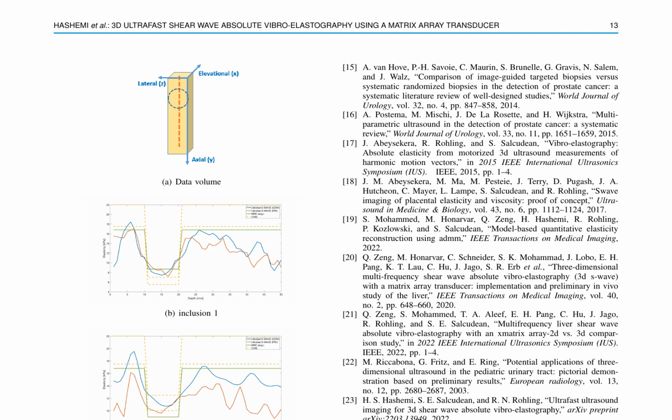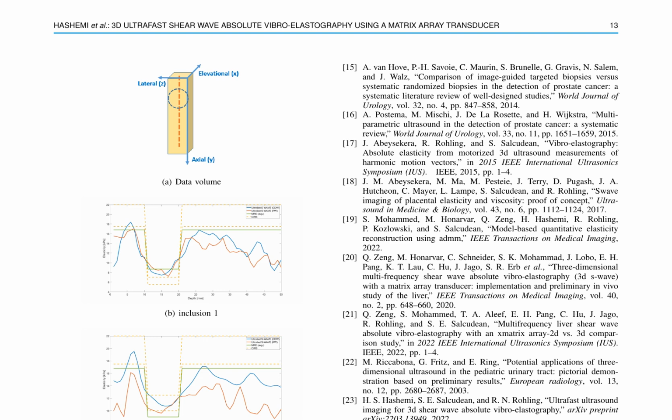The study highlights the importance of elasticity imaging in diagnosing and monitoring diseases such as non-alcoholic fatty liver disease, cirrhosis, and prostate cancer, emphasizing the potential of shear wave absolute vibroelastography for providing quantitative elasticity measurements in these contexts.